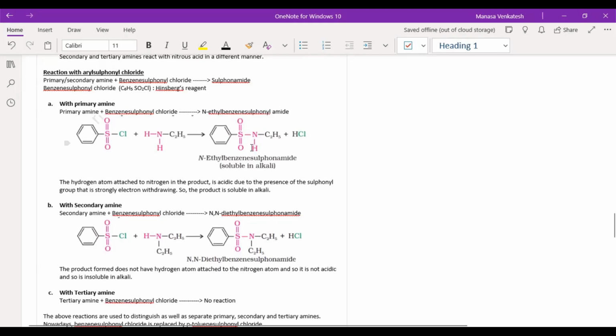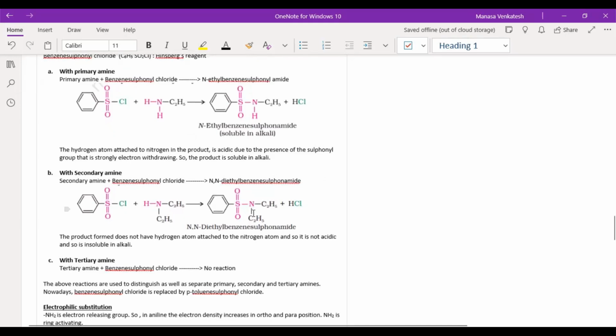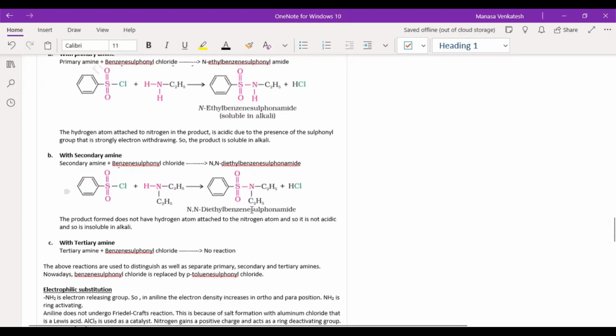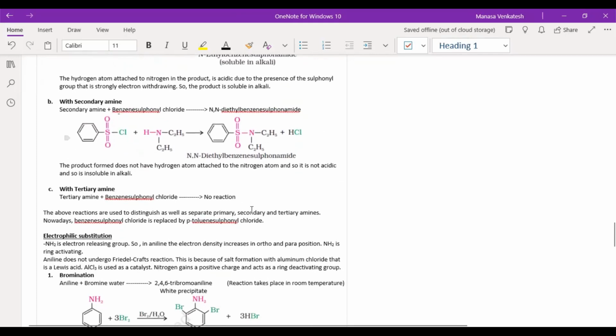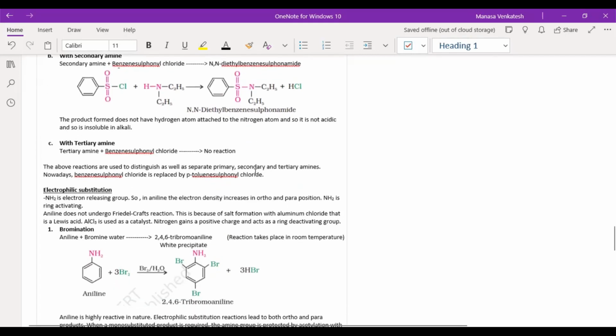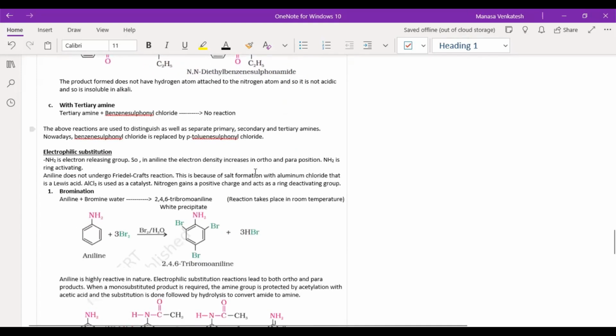This hydrogen atom is acidic and this makes it soluble in alkali, whereas here there is no hydrogen atom, so it is not soluble in an alkali. So in tertiary, it does not even react. And this particular reaction is actually useful for distinguishing as well as separation of primary, secondary, and tertiary amines. The last one is electrophilic substitution.